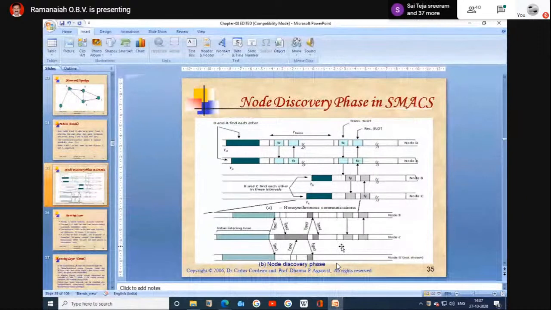So there are some more MAC protocols. As it is not possible to discuss everything in an online class, I have selectively discussed SMAC and SMACs. There are a couple of other MAC protocols; you are instructed to go through them on your own. Now it's time to switch to layer 3. What is layer 3? Layer 3 is the network layer.